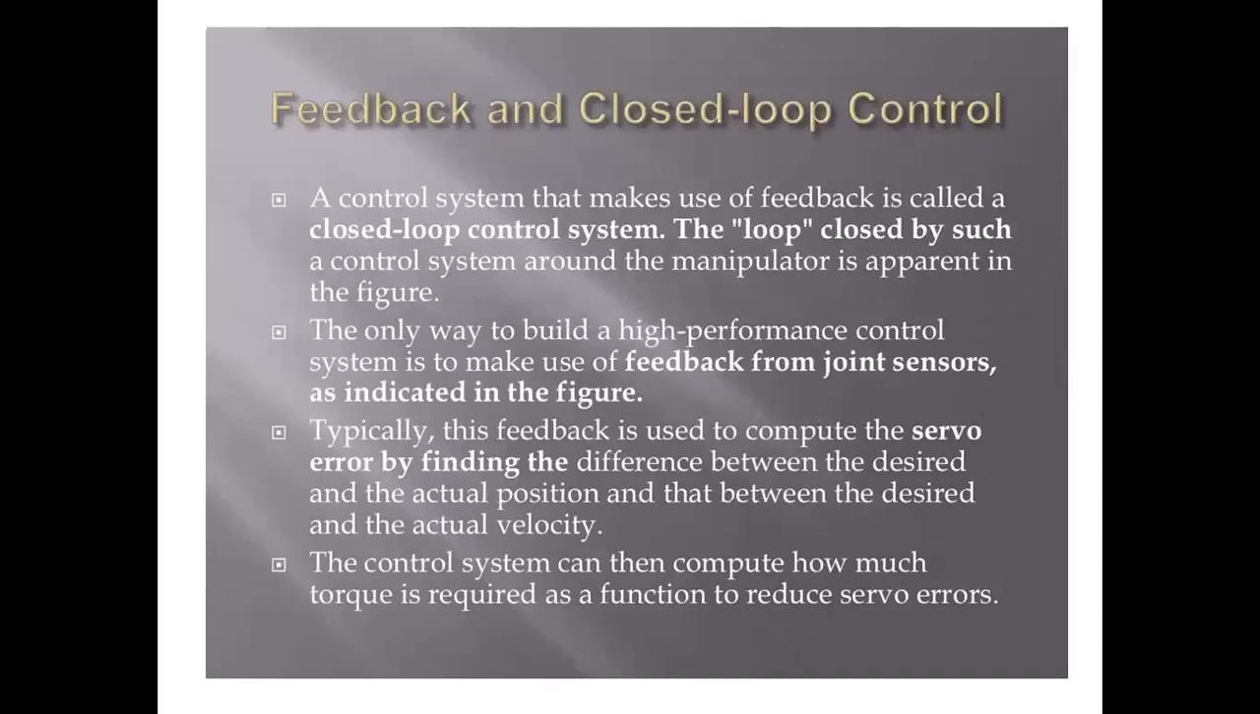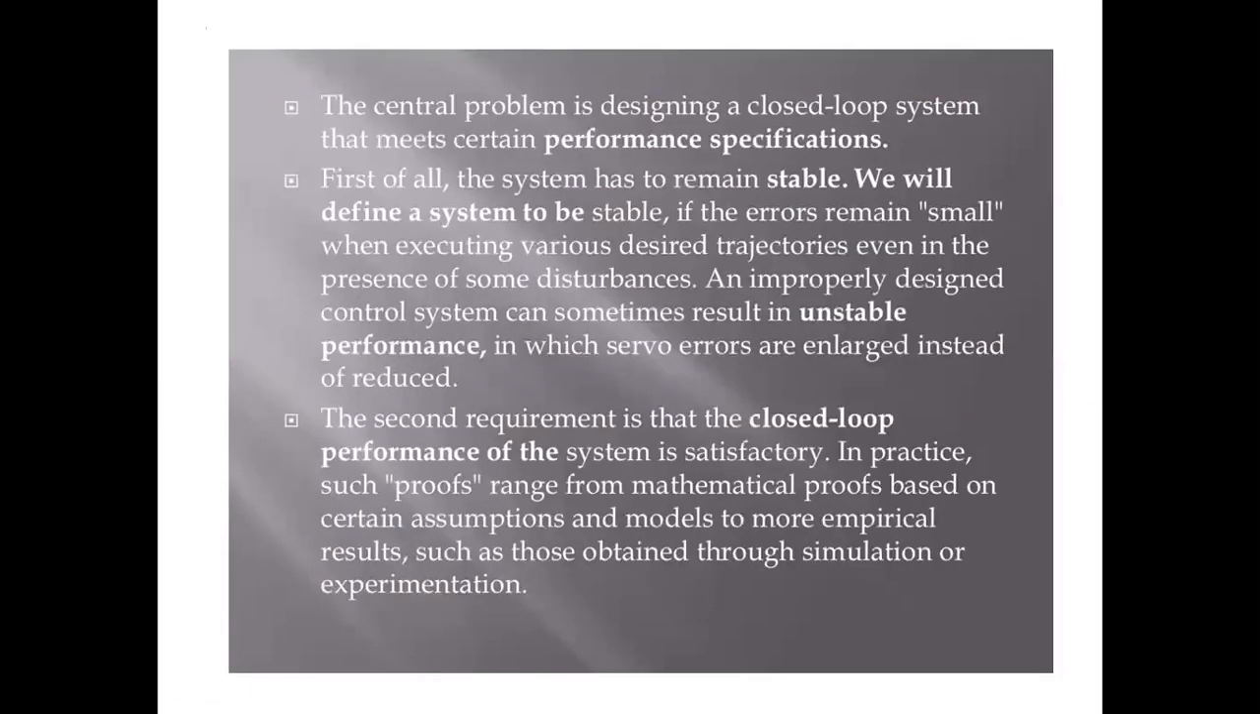The only way to build a high performance control in the path makes use of feedback from joint sensors, as indicated in the figure. Typically, this feedback is used to compute the servo error by finding the difference between the desired and actual position and then between the desired and the actual velocity. The control system can then compute how much torque is required as a function to reduce the servo error.